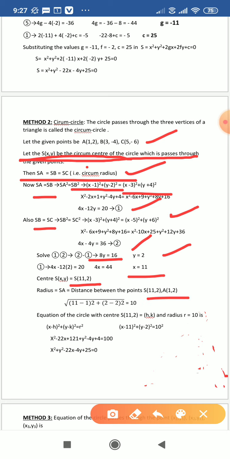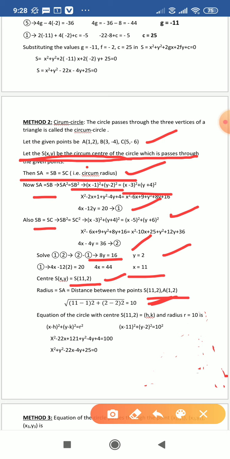So the distance between S and A is square root of (x2 minus x1) whole square plus (y2 minus y1) whole square. Here the x1, y1 is 11, 2, x2, y2 is 1, 2. So square root of (11 minus 1) whole square plus (2 minus 2) whole square. 2 minus 2 is 0. 11 minus 1 whole square is 10 square, 100, square root of 100 is 10. Like that we find the radius as 10. Here we find the center, here we find the radius. If you know the center and radius, you know the equation of the circle.